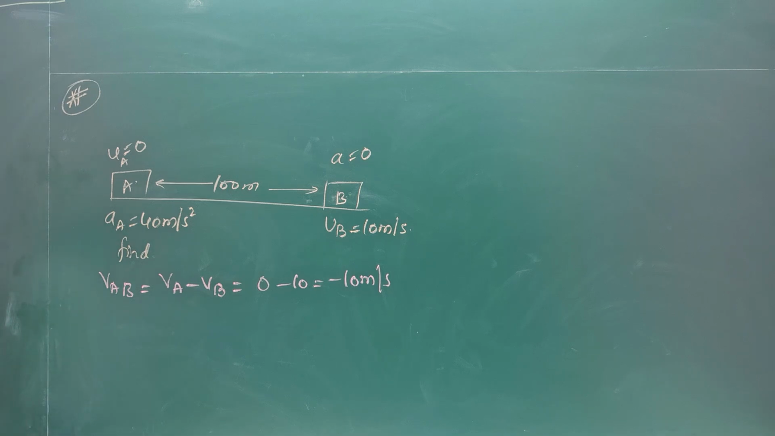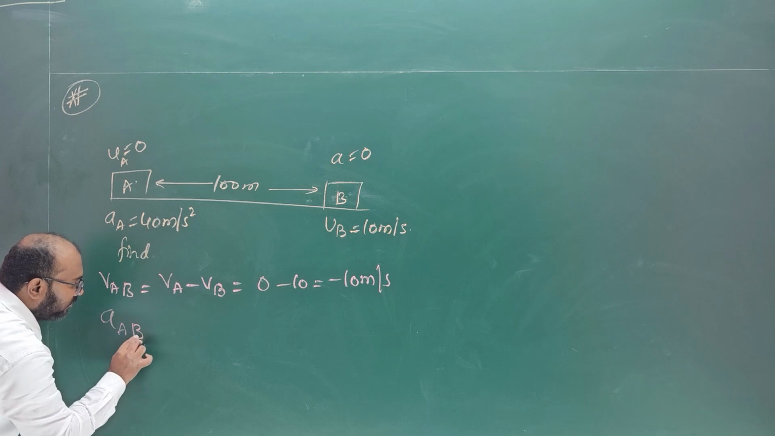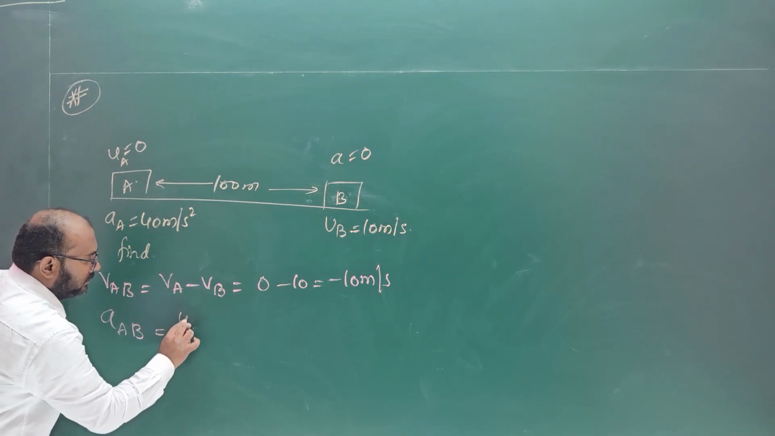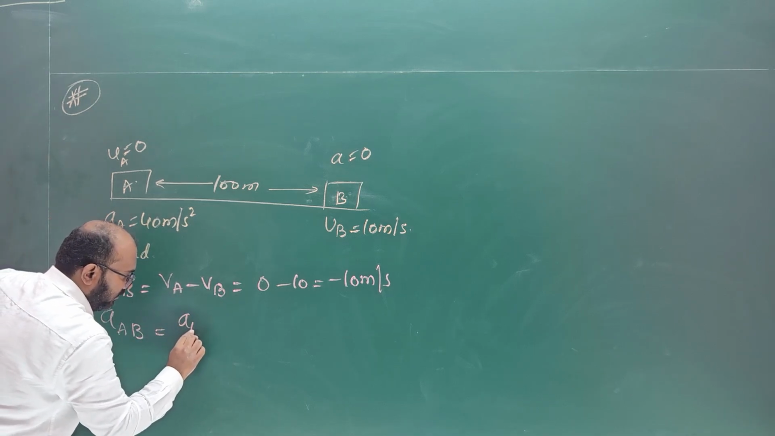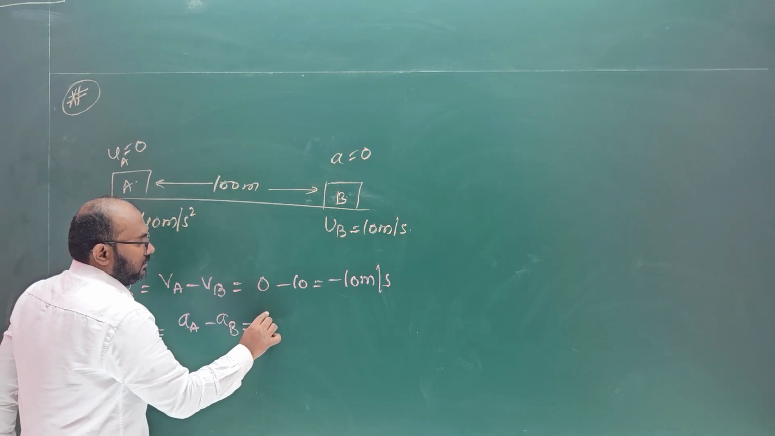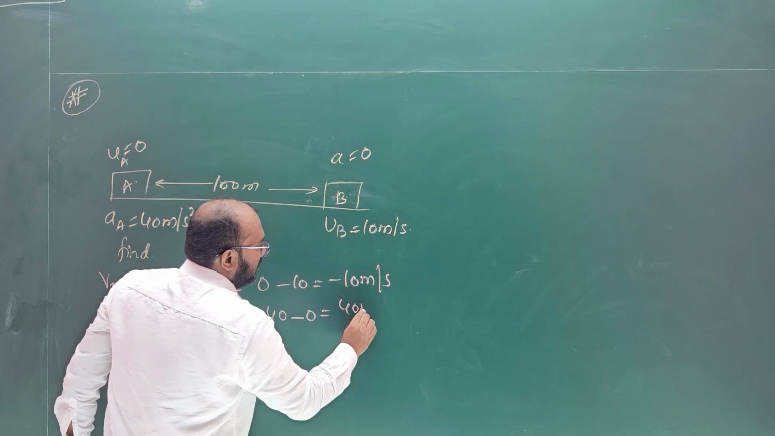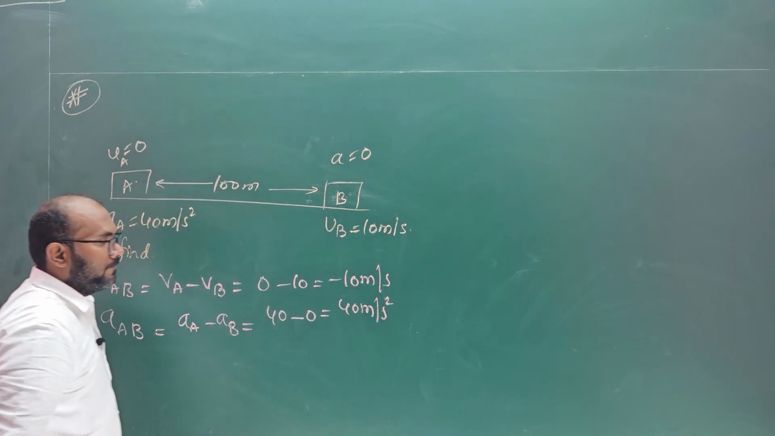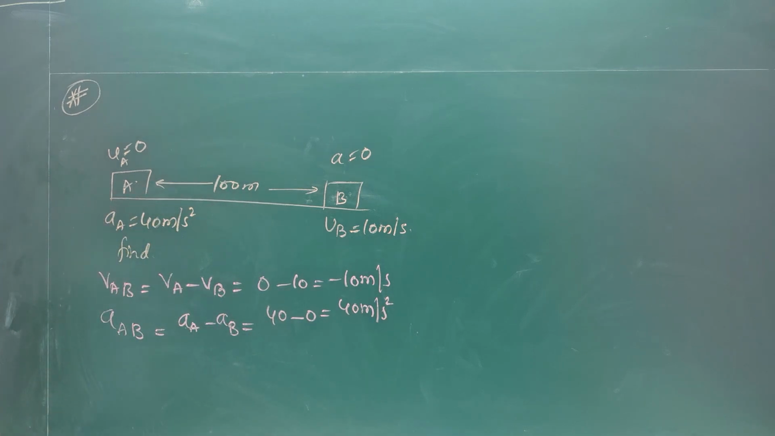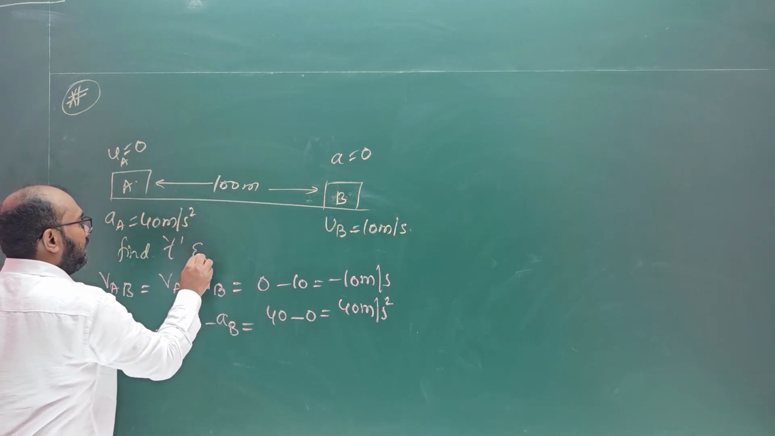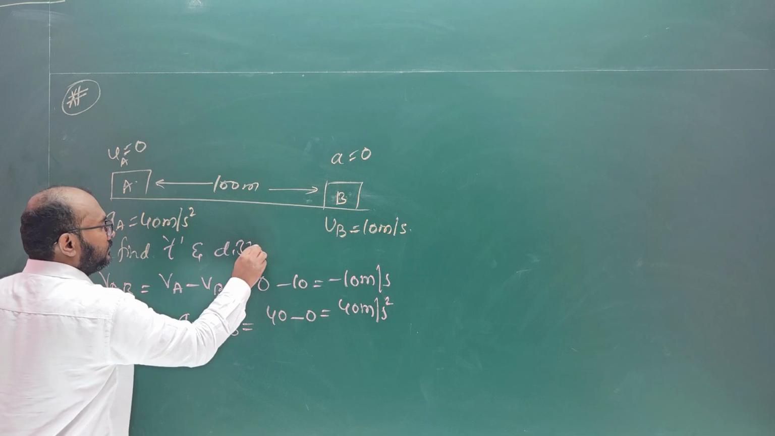Okay. Now, similarly, relative acceleration. Acceleration of body B is 0. Acceleration of body A is 40. So relative acceleration of bodies A and B is nothing but a of A minus a of B, that is 40 minus 0, that is 40 meter per square second. Okay, they ask you what? At what time and at what distance?